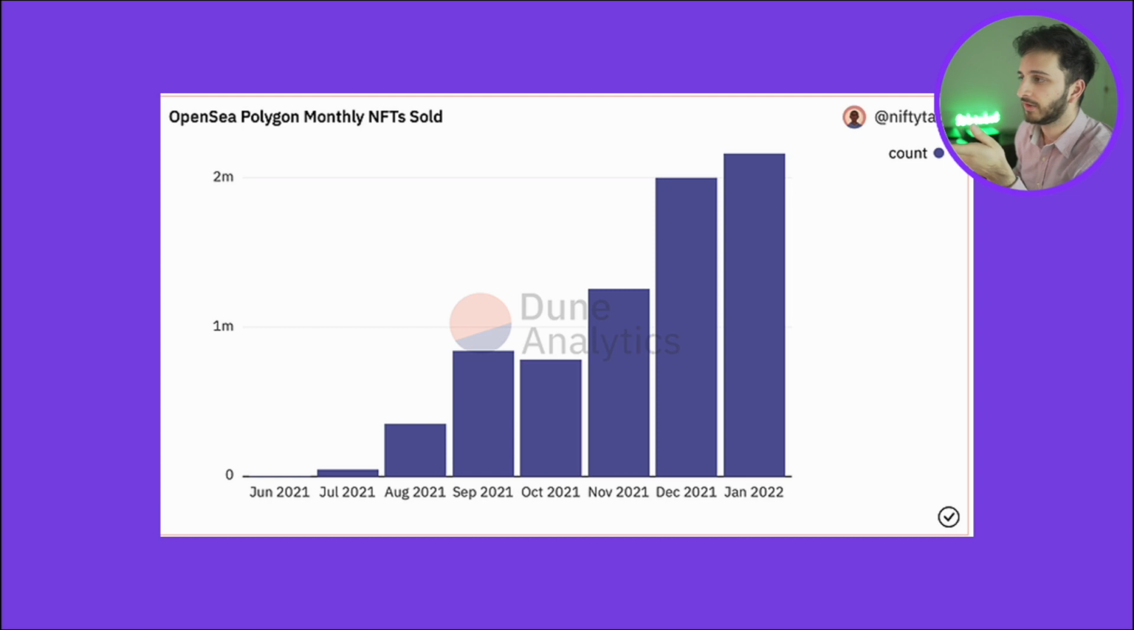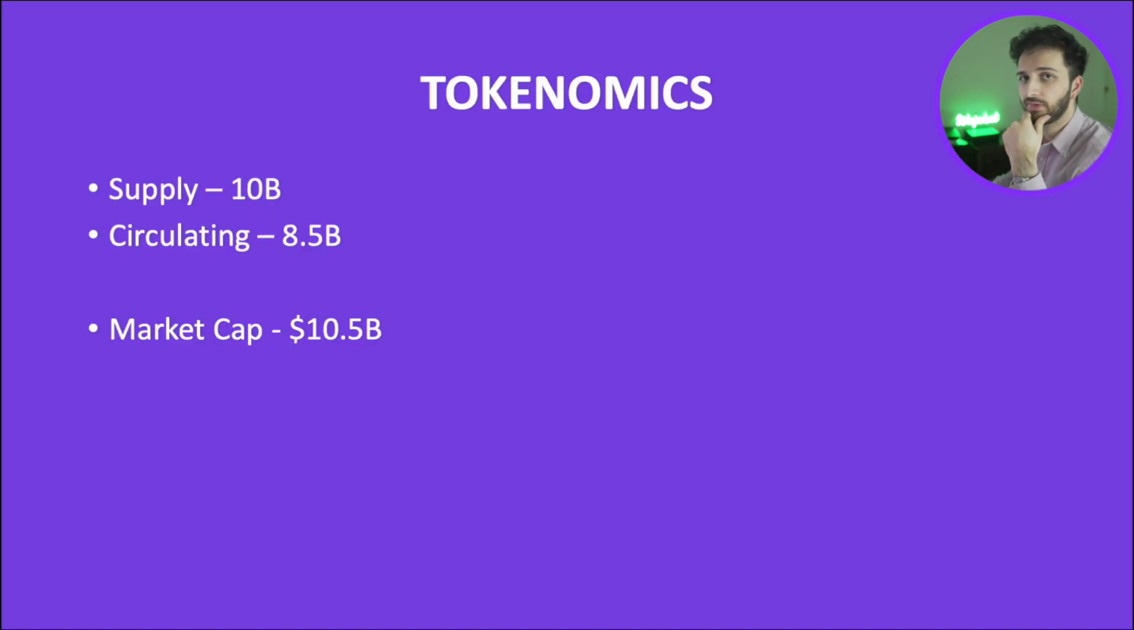And you can see here, if you look at OpenSea Polygon monthly NFTs sold, it's up only. What is that going to be like in 6 months to a year's time when there's even more stuff there? Probably 3-4 million, who knows. But this chart clearly looks like we're going up only, and so it will be interesting to see how this changes over time. Now, in terms of Polygon's tokenomics, there is a total of 10 billion Matic tokens, with around 8.5 billion circulating.